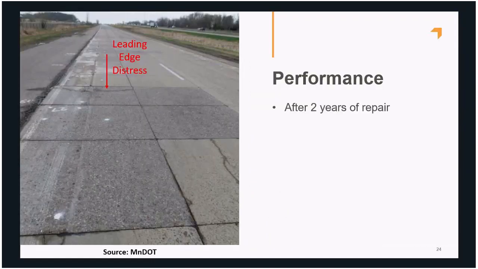The picture here shows the performance of the repairs 2 years after. It seems that the roofing strip is effective in mitigating reflective cracking. However, there were other leading edge distresses observed in the repair.